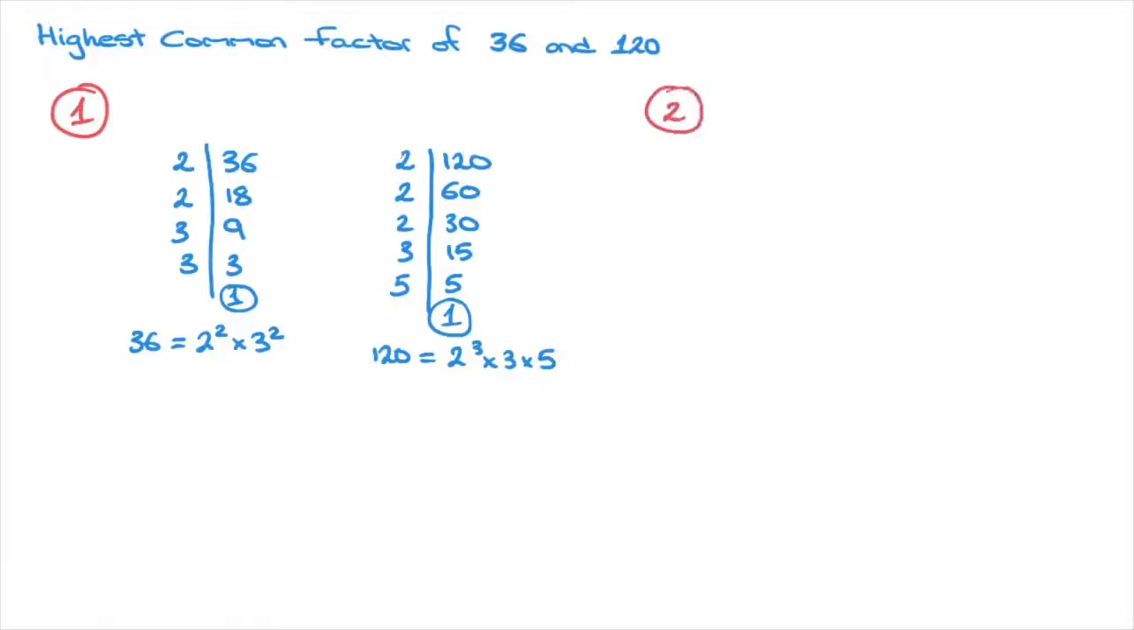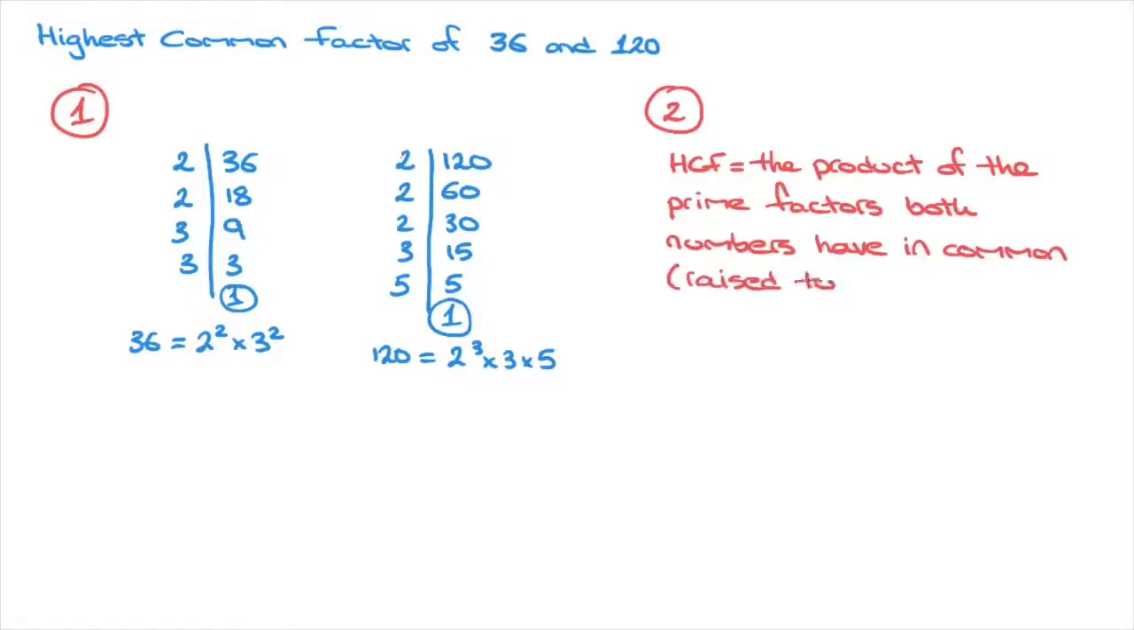Step 2, we find the highest common factor, and the highest common factor equals the product of the prime factors that both numbers have in common raised to the lowest power seen. Let me just write that down. Here's what we mean. We can see that 36 and 120 both have 2 and 3 as prime factors. So those are the prime factors that they have in common. In fact, I'll just underline them in green here. And for each of those factors, we're looking for the smallest power that we can find.